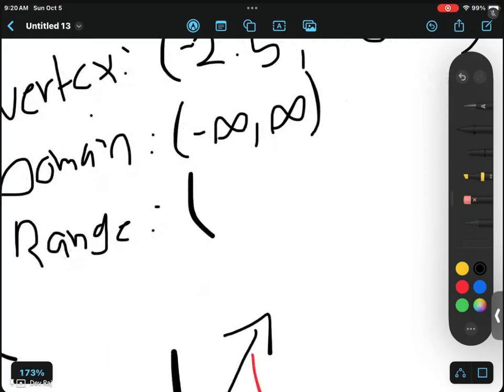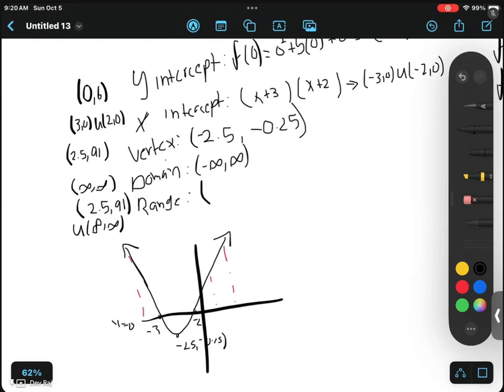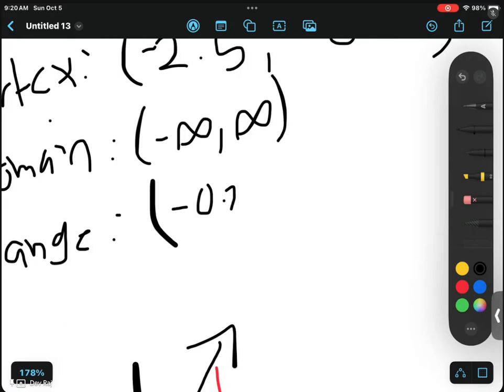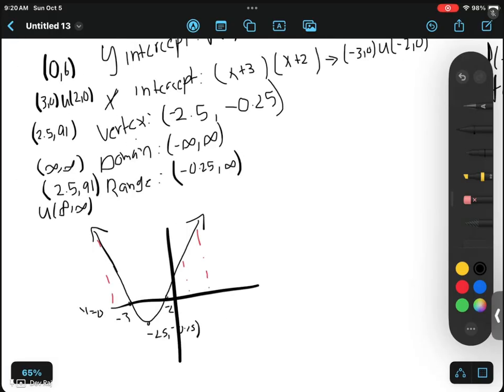And remember, we always do lowest to highest. So in this case, the lowest y value for the range would be negative 0.25, and the highest is infinity, right? Because it keeps going up and up. Does that make sense? Okay.